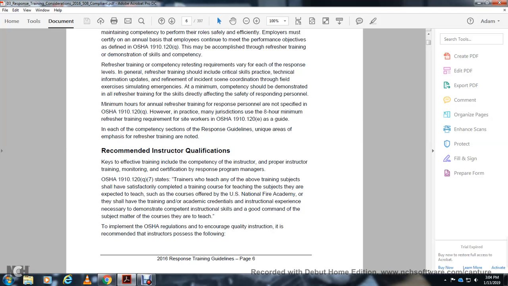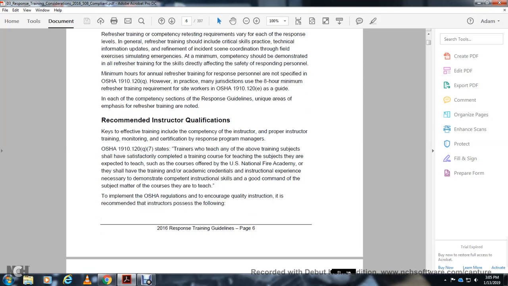1910.120(q)(7): Trainers who teach any of the above training subjects shall have satisfactorily completed a training course for teaching the subjects they are expected to teach, such as courses offered by the U.S. National Fire Academy, or they shall have the training or academic credentials and instructor experience necessary to demonstrate competent instructional skills and a good command of the subject matter of the courses they are to teach, and implement the OSHA regulations. The following are recommended for the instruction process.